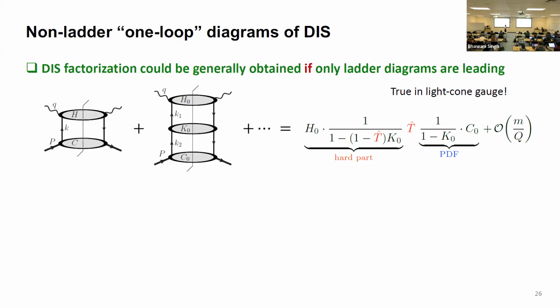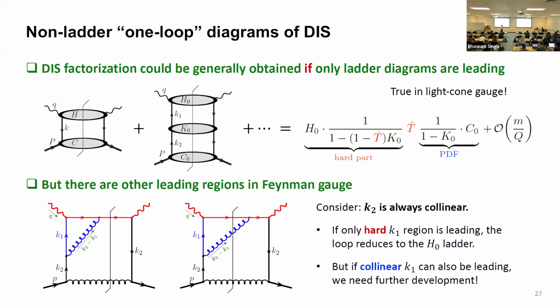The PDF contains all the diagrams. So that's what we mean by factorization. It applies to all orders. And the hard part contains the subtraction, denoted by this 1 minus T hat. But there are other leading regions if we take the Feynman gauge.